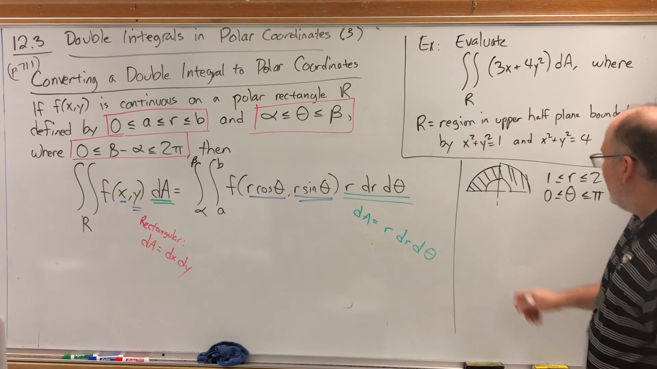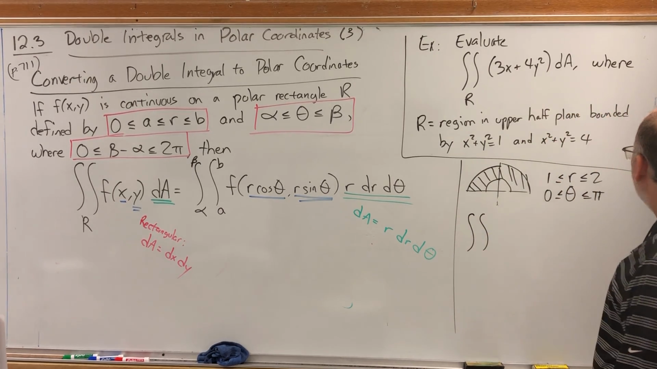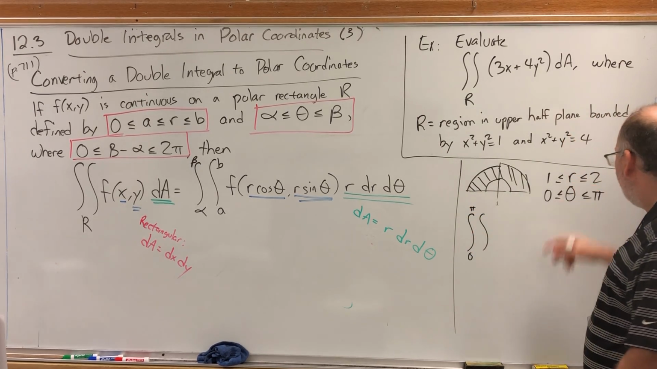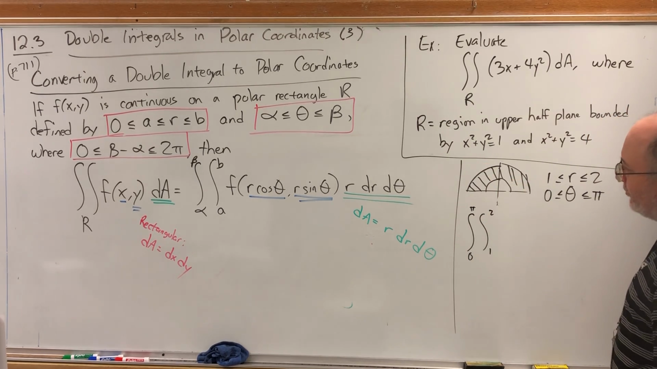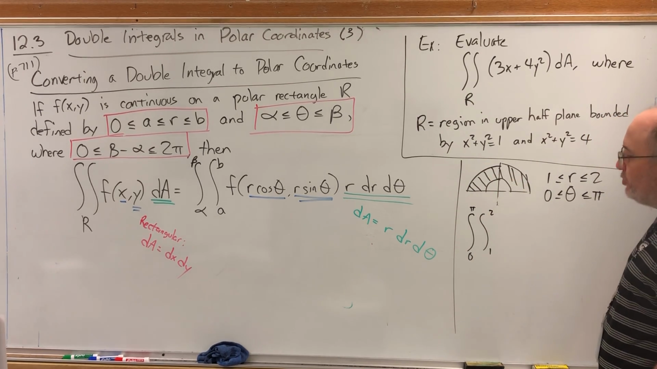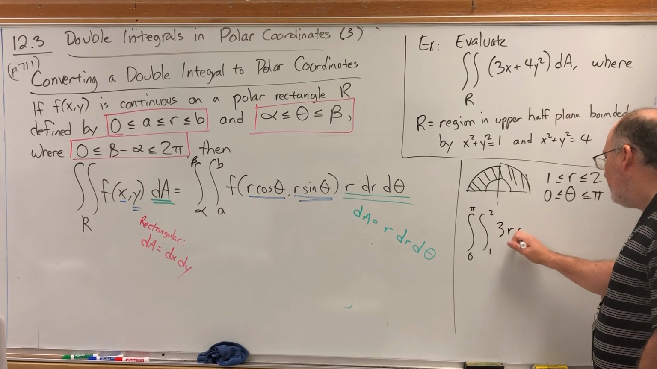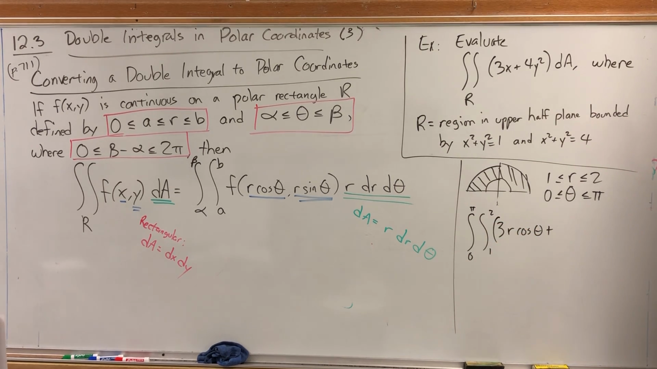But how do we actually set up the integral? That's actually pretty easy. For the limits of integration for the angle, it's between 0 and pi, and for the radius, between 1 and 2. Our theorem says that we replace each x with an r cosine theta. So instead of 3x, we'll have 3r cosine theta. Then we replace each y with an r sine theta. This y is squared, so the r will be squared and the sine will also be squared.